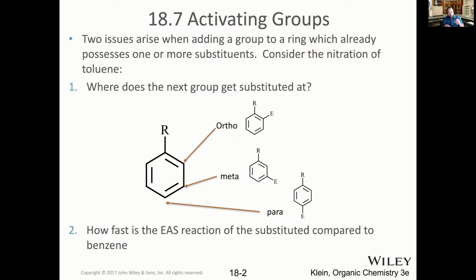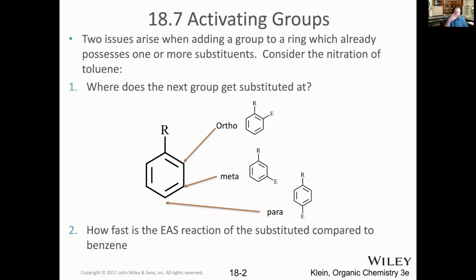So the R group, that is to say the thing already attached, whatever the identity of it is, is going to determine where the next group, the E in this example, ends up. So to determine where the E goes, you have to figure out what R is and how it behaves, how it affects the ring. And there are two issues, as I said. One is where it ends up or where it's substituted.